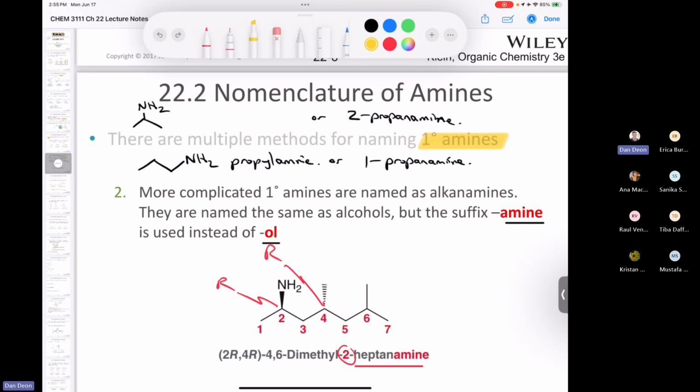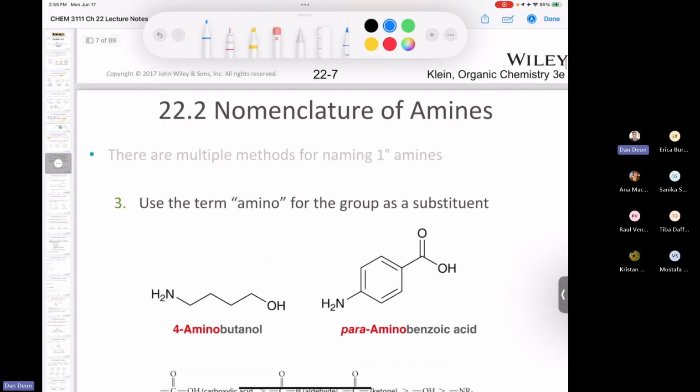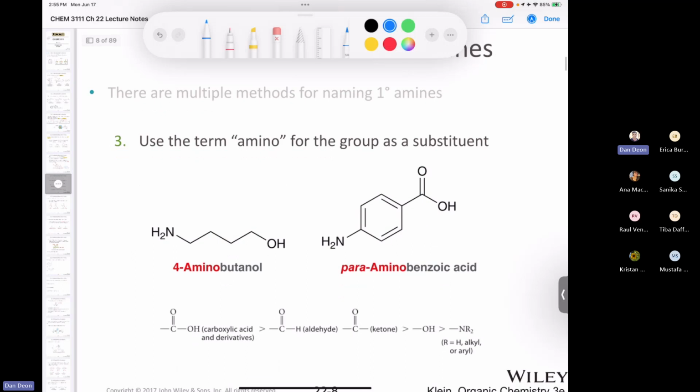So where it gets more complicated are secondary and tertiary amines. Okay? This gets much more interesting. But before we get to that, if you have an amino group or a primary amine as a substituent somewhere in a molecule, we just call it an amino group. So if you have an NH2 group, we can call it an amino group. And if you're saying, well, I thought you just said we would call it something amine.